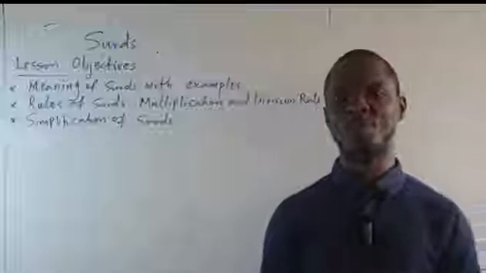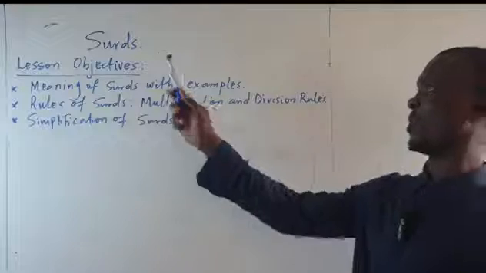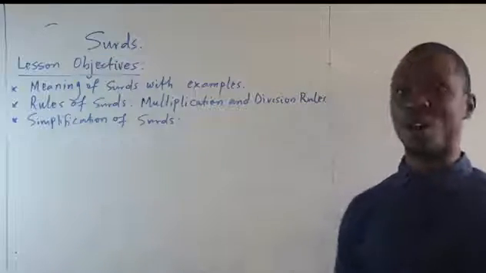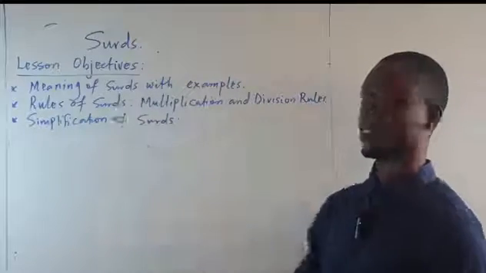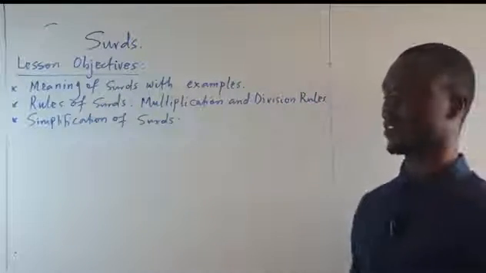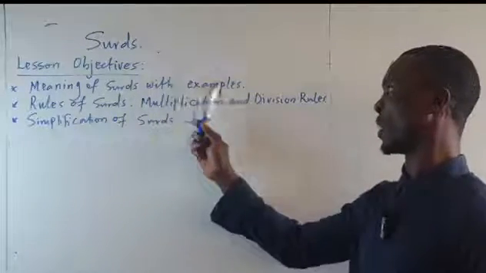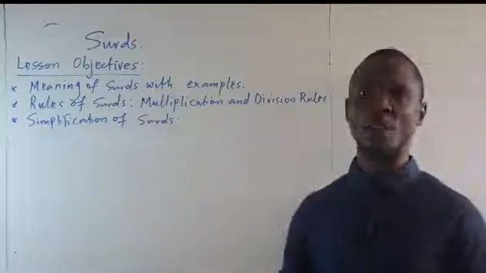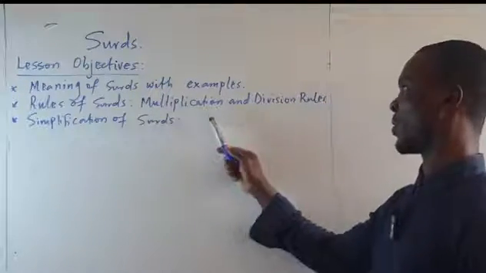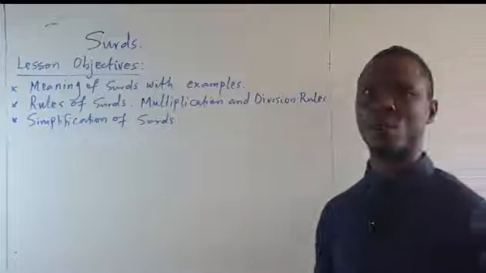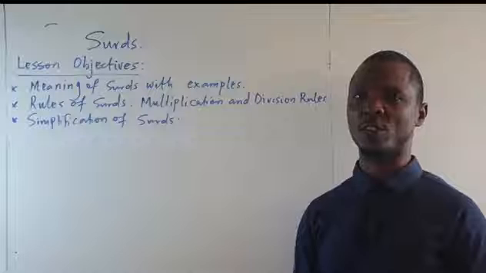Hello everyone. So in today's class, we'll be looking at surds. Under this topic, we are going to be looking at these lesson objectives. The first lesson objective is the meaning of surds with examples. The second one is the rules of surds. We are going to consider the multiplication rule and the division rule. Then the next one is simplification of surds.